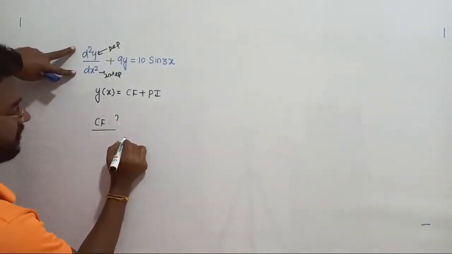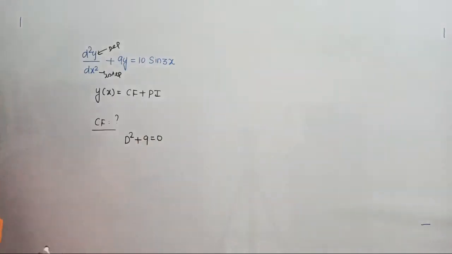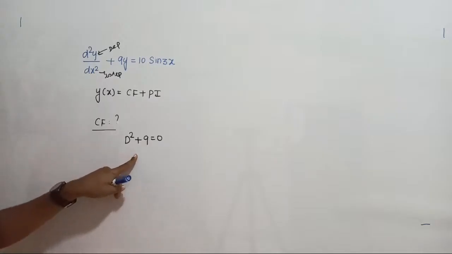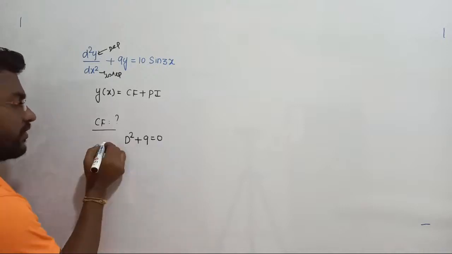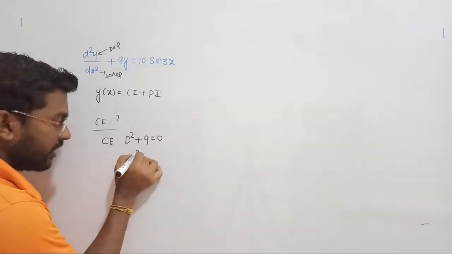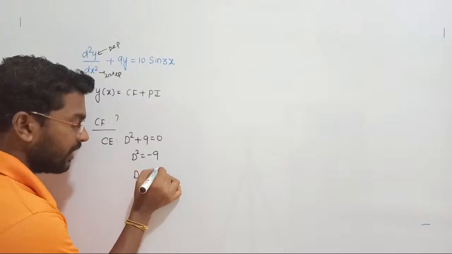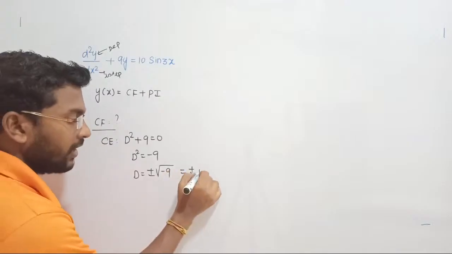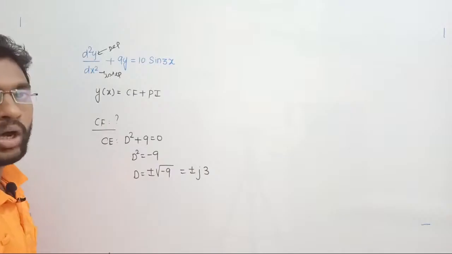Shall we write the answer directly? The characteristic equation for the function is d square plus 9 equal to 0. Am I correct? Yes. d square dx square can be replaced by d square plus 9 into y. This is our characteristic equation of the system. Can you please solve it? d square equal to minus 9. Exactly. Then d is equal to plus or minus under root of minus 9. Now this minus can be taken as j. Root of 9 can be written as 3. Do you all agree?